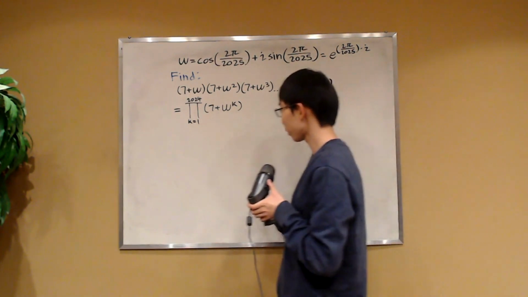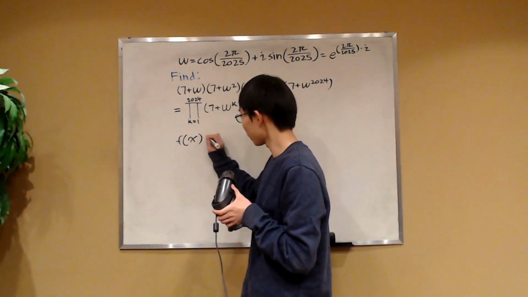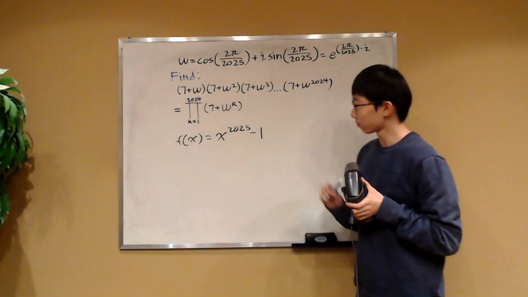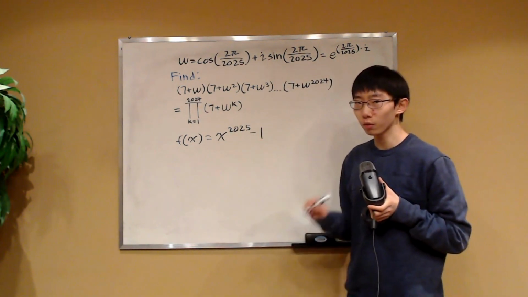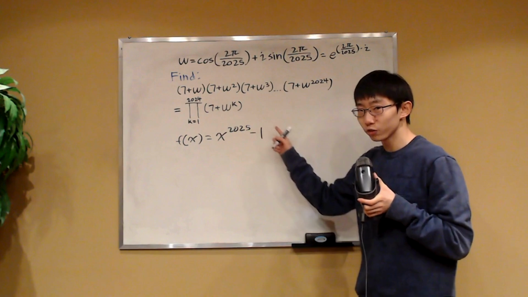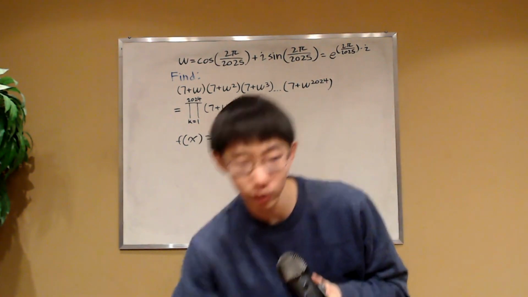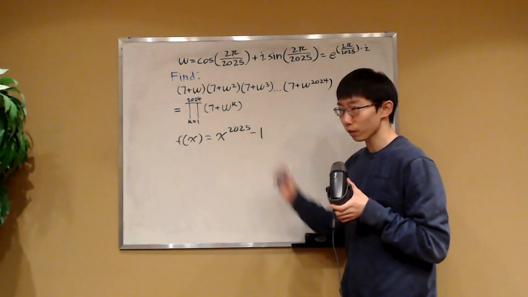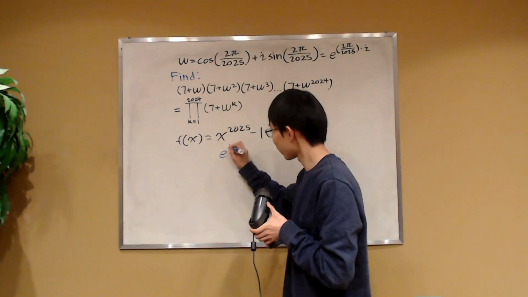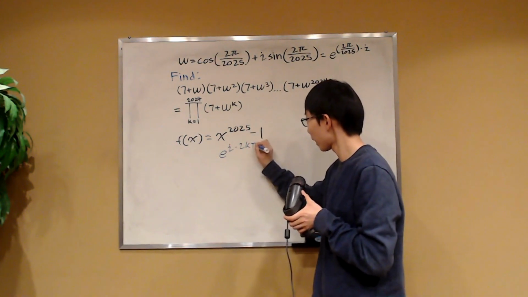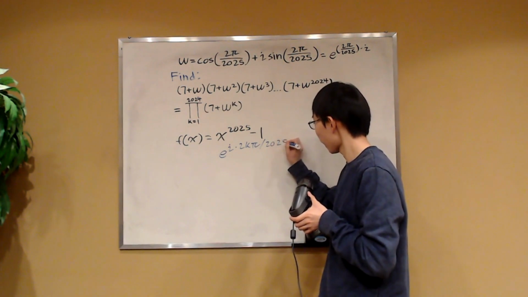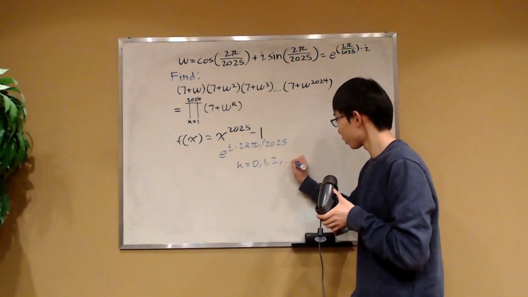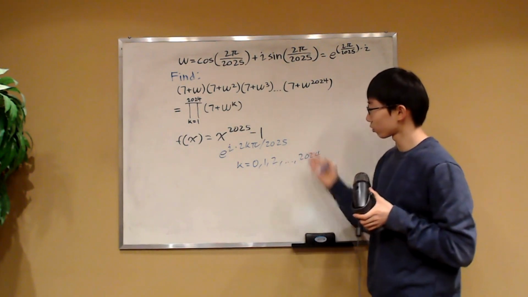We're going to consider the polynomial f of x is equal to x to the 2025 minus 1. Now, what are the roots of this polynomial? Well, they are the 2025 roots of unity. If you don't understand what roots of unity are, I'll briefly explain later. But as of right now, the roots of this polynomial are basically e to the i times 2k pi divided by 2025, where k iterates from 0, 1, 2, all the way to 2024, the 2025 roots of unity.